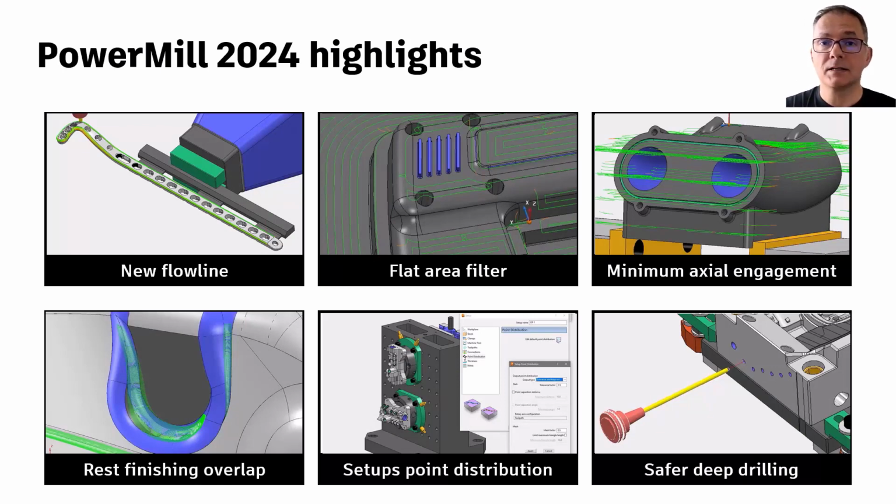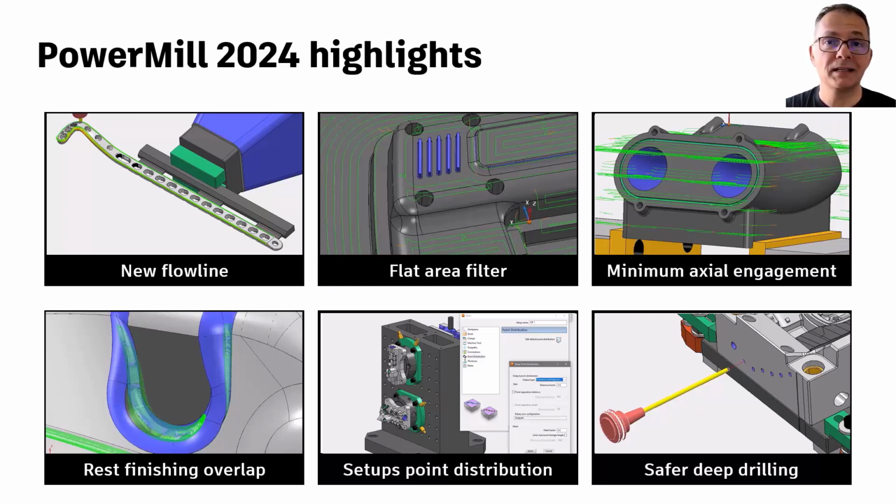The first is some updates to the flowline finishing strategy with the addition of a new tooltip step over type. We're going to cover that in more detail shortly. We've added some automatic filters to find and remove small areas when using flat machining strategies. We've added options to allow you to control the minimum axial engagement when using step cutting in area clearance toolpaths. We've added an overlap setting to the recently added rest finishing strategy.